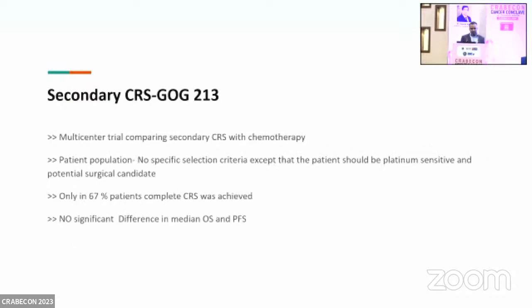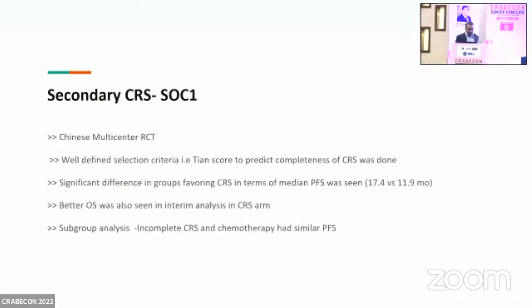GOG 213 was a multicentric trial comparing CRS and chemotherapy, and bevacizumab and PARP inhibitors were allowed in this trial. In the patient population there were no specific selection criteria, except that the patient should be platinum sensitive and a potential surgical candidate. Only 67% of the patients had a complete or optimal cytoreduction, and there was no difference in the overall survival or PFS.